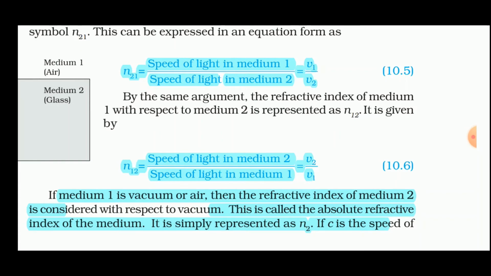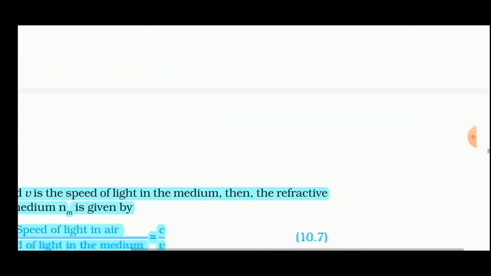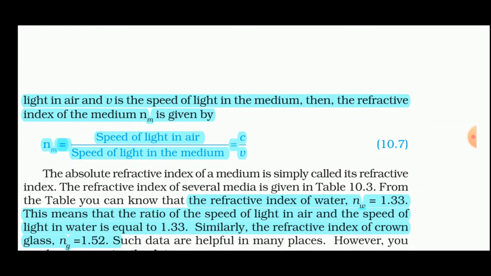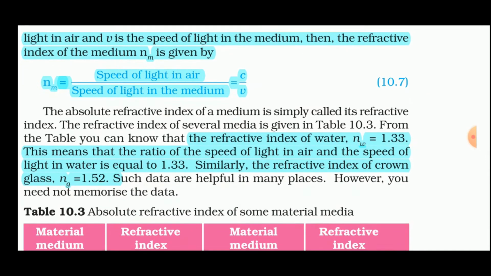If medium 1 is vacuum or air, then the refractive index of medium 2 is considered with respect to vacuum. This is called the absolute refractive index of the medium, and it is simply represented as N2. If c is the speed of light in air, and v is the speed of light in the medium, then the refractive index of the medium is given by the speed of light in air upon the speed of light in the medium. For glass, the refractive index of glass will be given by the speed of light in air upon the speed of light in glass, that is c upon v, and the value of c you will take is 3 into 10 raised to power 8 meter per second. The absolute refractive index of a medium is simply called its refractive index.